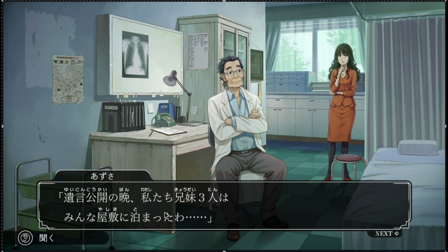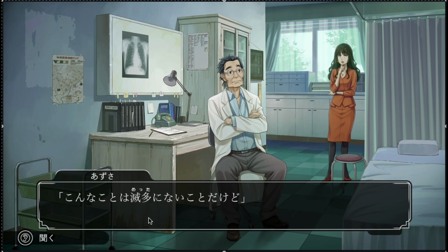And then tomorrow is to stay a night somewhere. So you use this for hotels, or if you want to stay at a friend's house. こんなことはめったにないことだけど。 I think she's just saying that it's a rare thing.